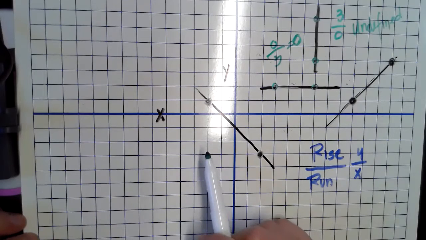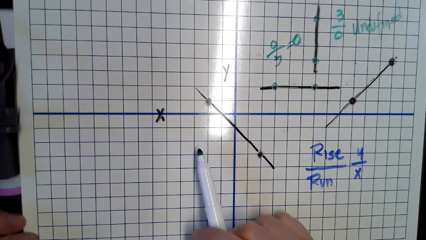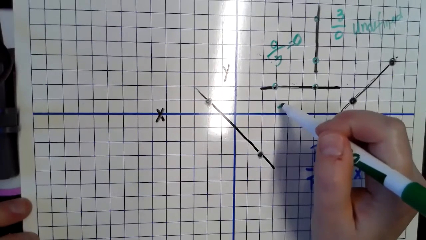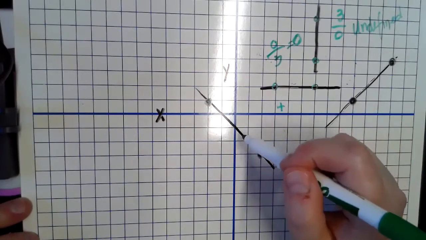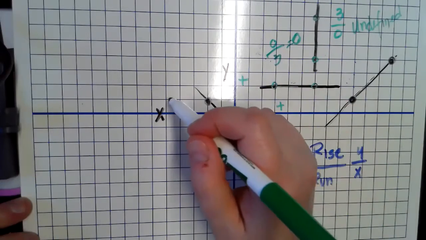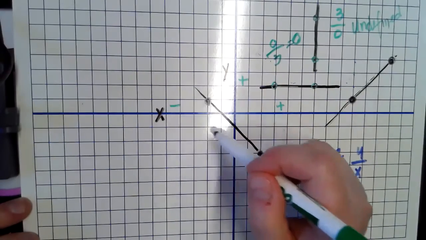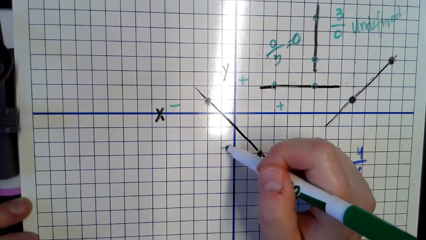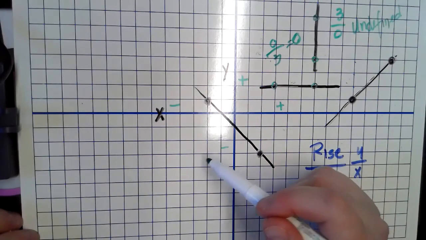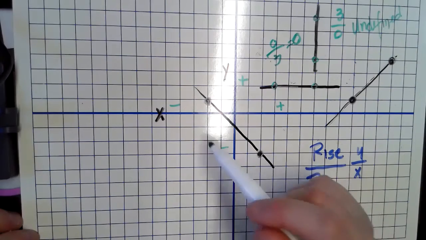Now let's do the negative line. The coordinates are already set. So to find the slope, we're going to count down on the rise, right? Down. That means it's going to be negative, correct? Because x here is positive, y here is positive, x here is negative, y here is negative. And we're going down, so this is going to be a negative rise.